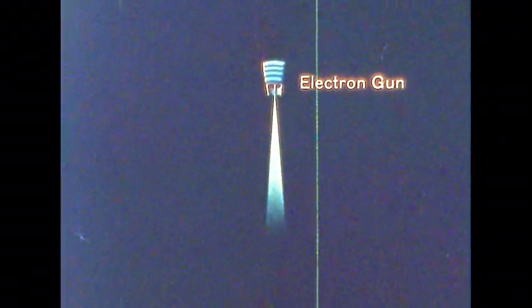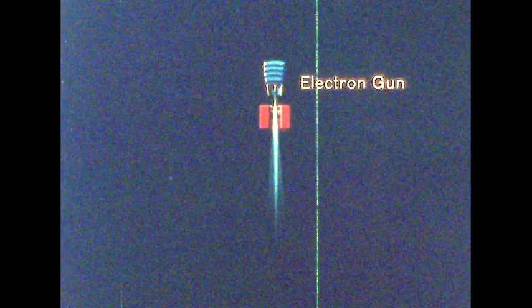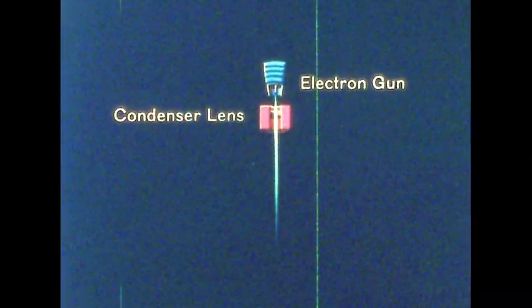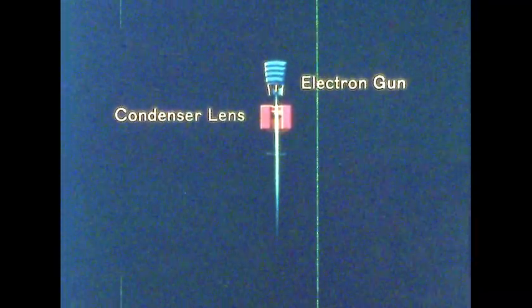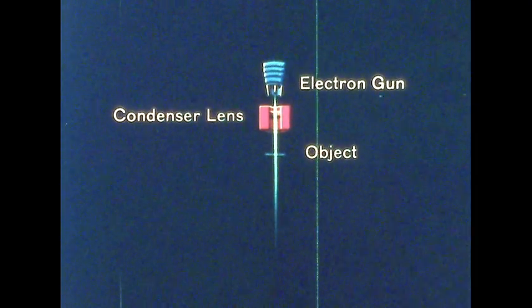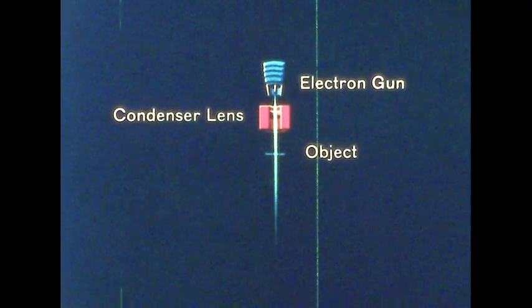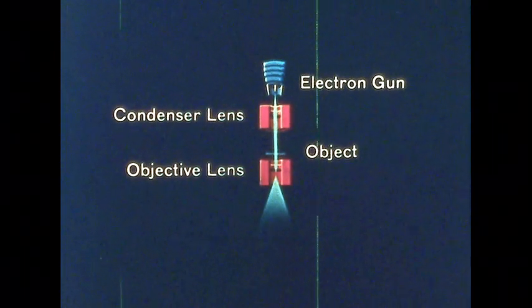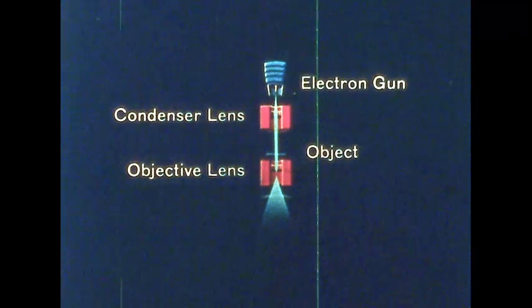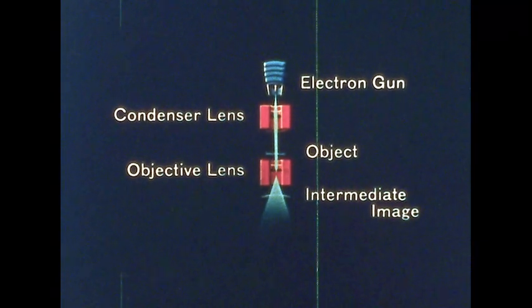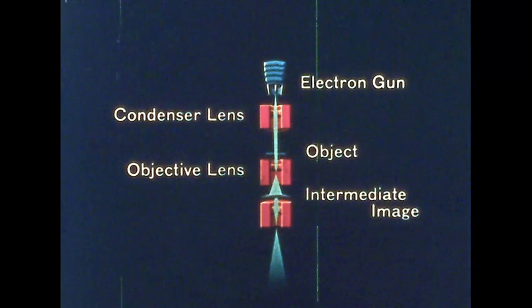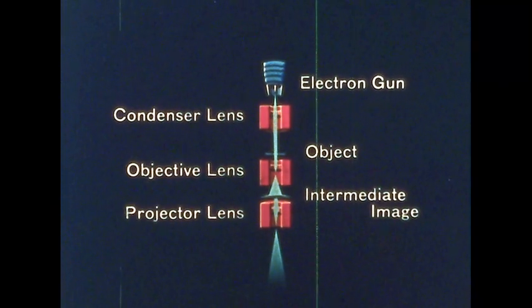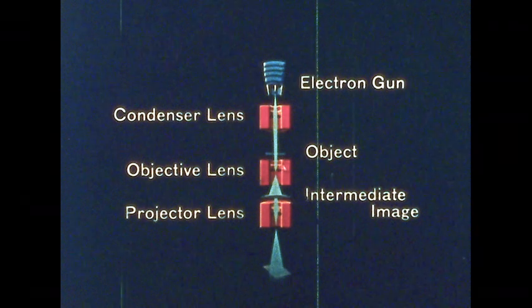What is needed? First, an electron gun to produce a stream of electrons. An electromagnetic lens to act as a condenser, focusing the stream onto the object to be examined. The electrons pass through the object as light passes through a slide. Then another magnetic lens, the objective, to create an intermediate image. Finally, a magnetic projector lens to throw a further enlarged image onto a fluorescent screen or a photographic plate.